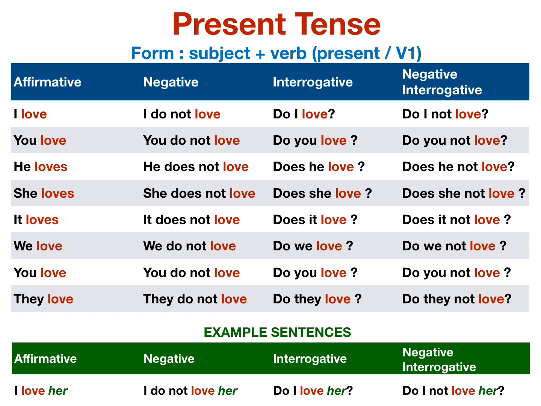We love. We do not love. Do we love? Do we not love? You love. You do not love. Do you love? Do you not love? They love. They do not love. Do they love? Do they not love? Example sentences. I love her. I do not love her. Do I love her? Do I not love her?